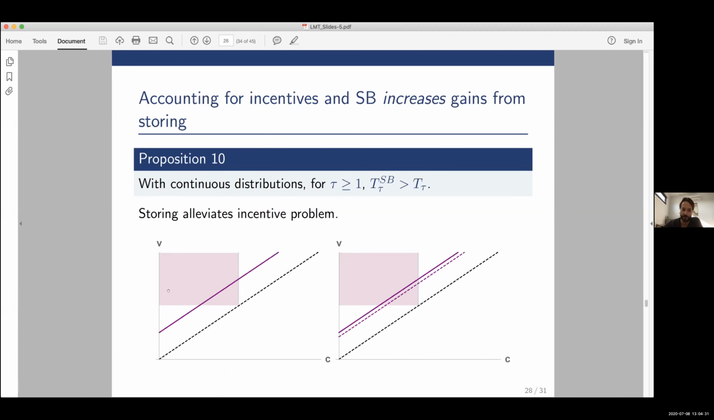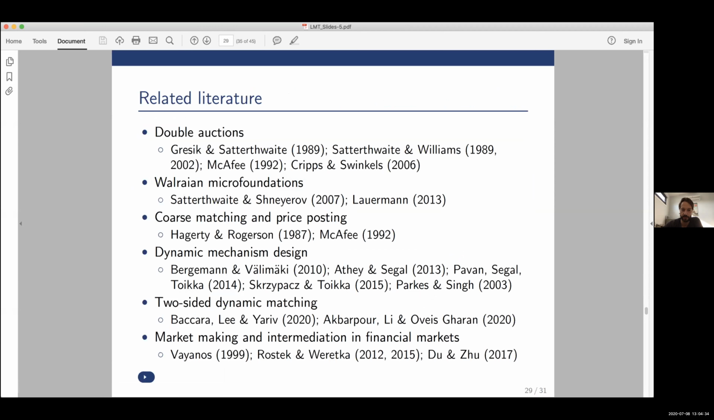It's something that I just realized while working on this recently: usually McAfee's mechanism, his 1992 double auctions paper, is portrayed as a trade sacrifice mechanism, but so is Hagerty-Rogerson, or could be portrayed. Because you post the price, and then if the buyer and seller are willing to trade, they trade, and otherwise you do not execute the trade. And so sometimes you sacrifice the efficient trade. So then what McAfee adds to that is that he endogenizes that posted price, because you can use information gleaned from agents who do not trade on their efficiency.